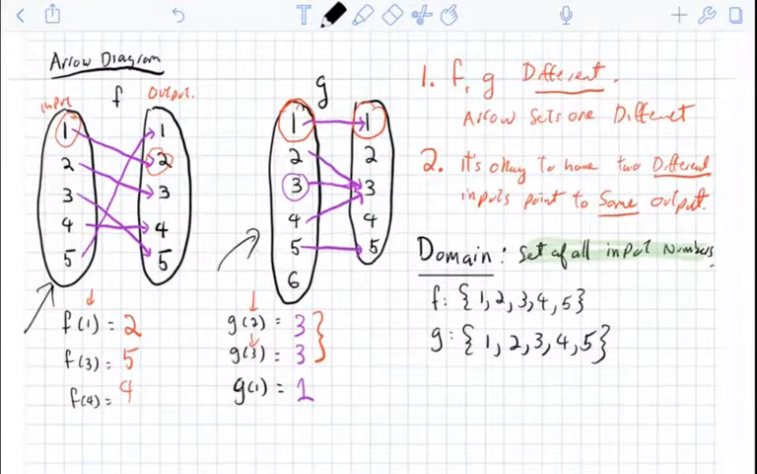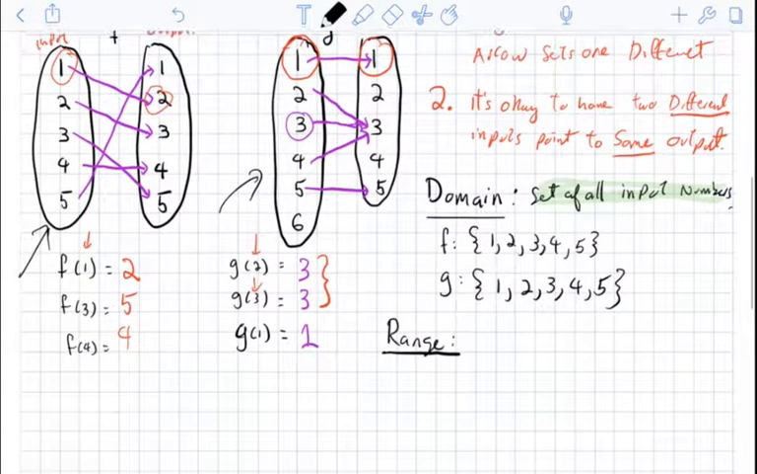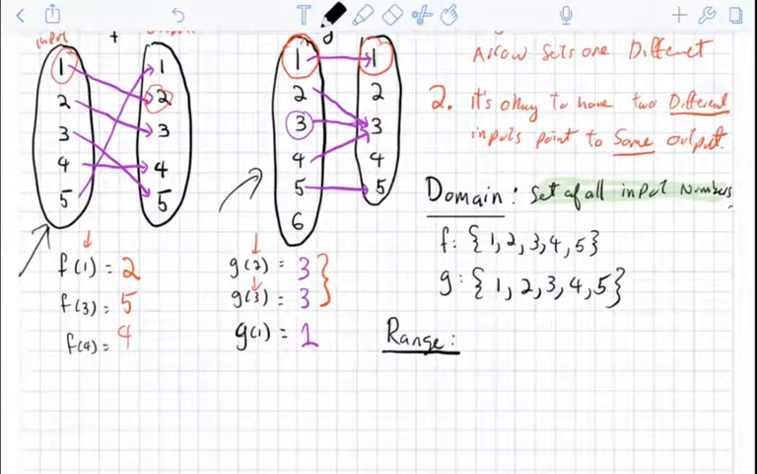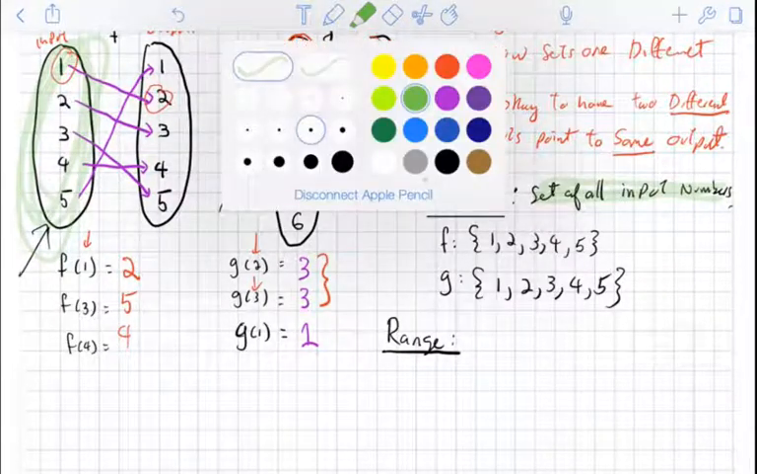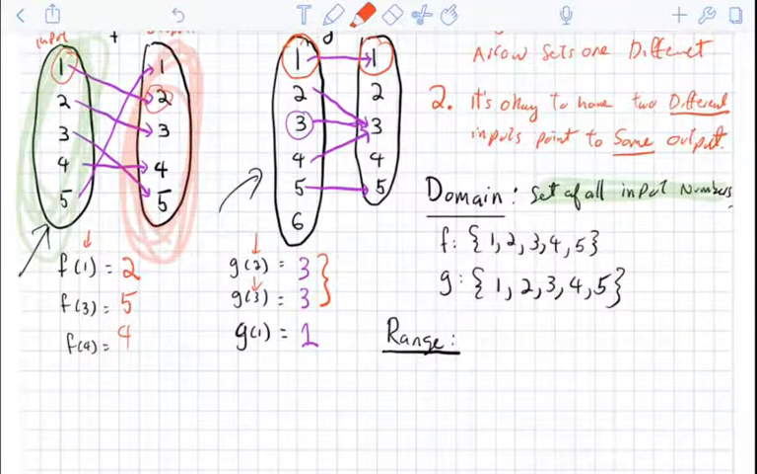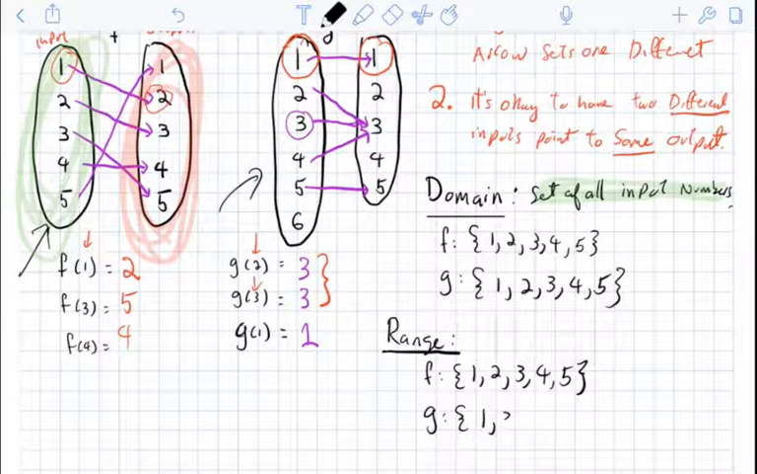Now, here's another word. This is called the range. Just like the domain talks about all of the numbers in this set that have arrows attached to them, the range talks about all the numbers in this set with arrows attached to them. So the range of f in this case is 1, 2, 3, 4, 5, but the range of g is 1, 3, 5. What about 2 and 4? 2 and 4 don't have arrows attached to them, so they're not in the range.